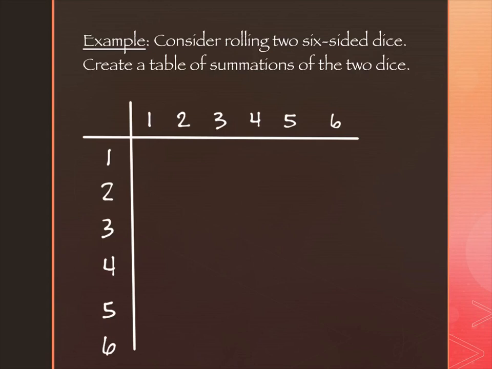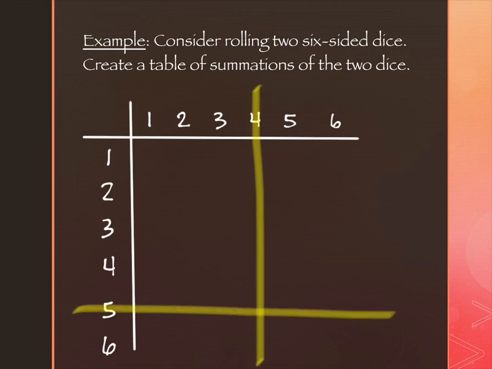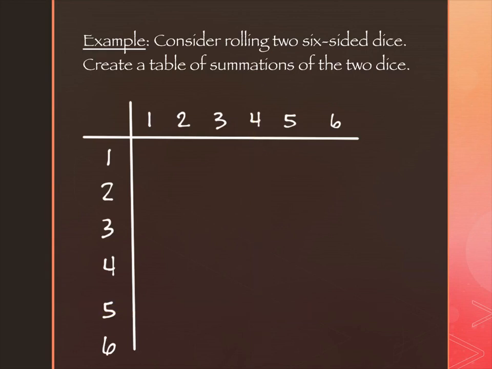Okay, and what's going to go on the inside of our table is the summation. So literally a row and a column, let's say I'm just going to pick a random one, let's say this 4 and this 5. If I look at this row and this column, what I'm saying is I've rolled a 4 and I've rolled a 5, and in that spot where they cross, I'm going to write what their sum is, which would be the sum of 9, okay? So we're going to do this for the entire table.